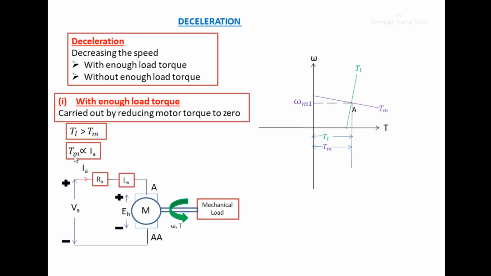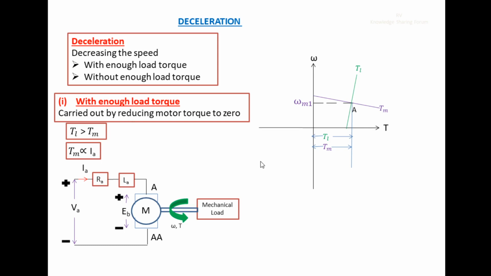As we already discussed, the motor torque is directly proportional to the armature current. So, if you are able to reduce the armature current to zero, then obviously the motor torque also reduces to zero according to this expression. If the motor torque reduces to zero, then the speed of this drive also reduces. So, this is how the speed is reduced when you have enough load torque.